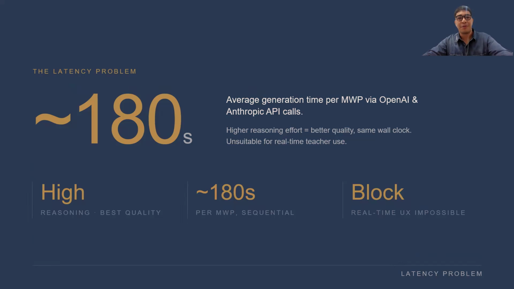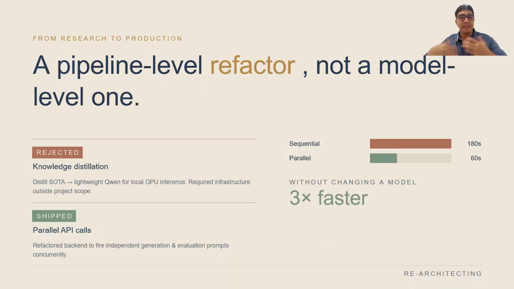Now, a real production problem. Generating one method problem and its evaluation through the API calls took almost 3 minutes, which is completely unsuitable for a teacher just pressing a button in real time. My first instinct was knowledge distillation, which is to train a lightweight open source model from a teacher model, typically a state-of-the-art model. But that needed a lot of GPU resources and training time, which we didn't have.